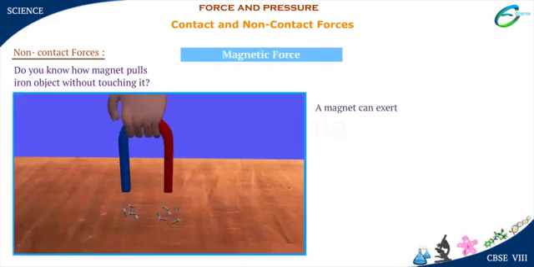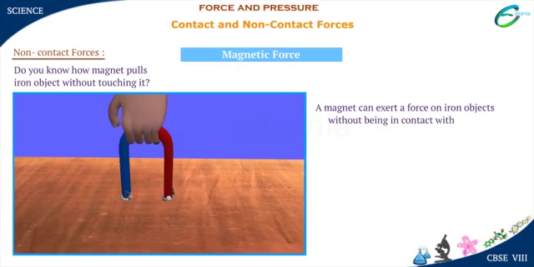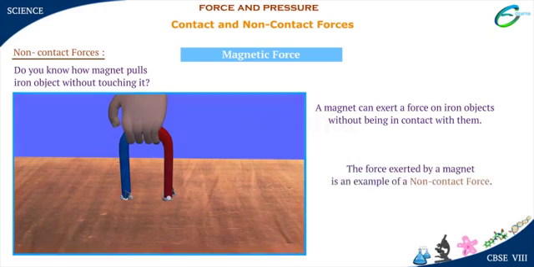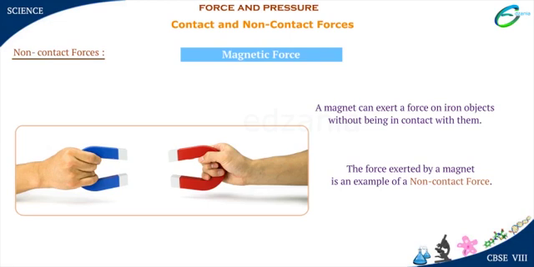A magnet can exert a force on iron objects without being in contact with them. The force exerted by a magnet on iron particles is an example of a non-contact force. The force exerted by a magnet on another magnet is also a non-contact force.